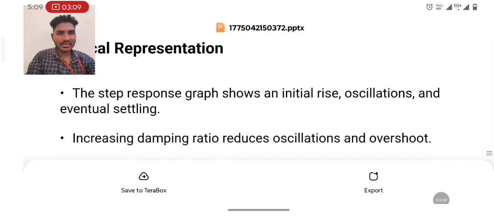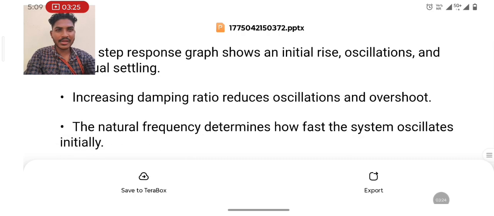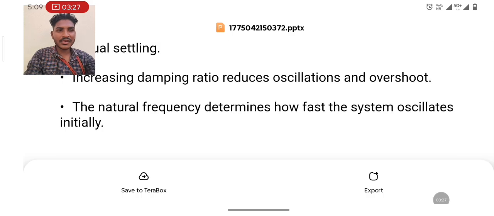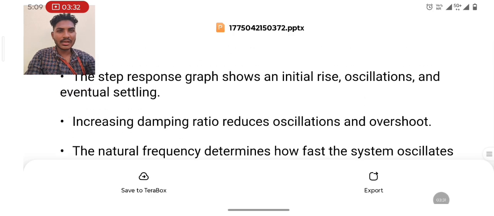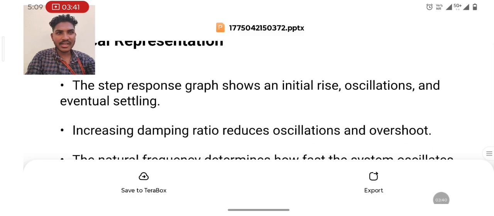Graphical representation. The step response graph shows an initial rise, oscillations and eventual settling. Increased damping ratio reduces oscillation and overshoot. If the damping ratio increases, the oscillations are reduced. The natural frequency determines how fast the system oscillates initially.